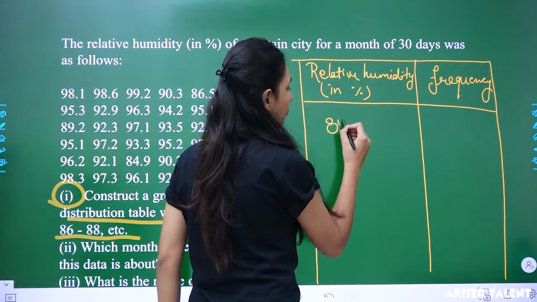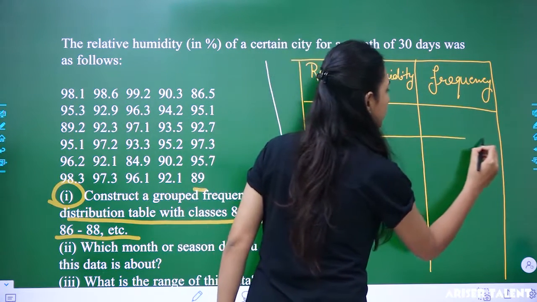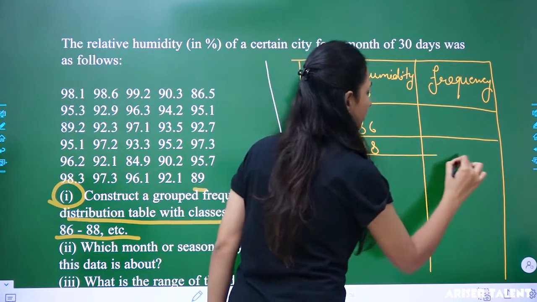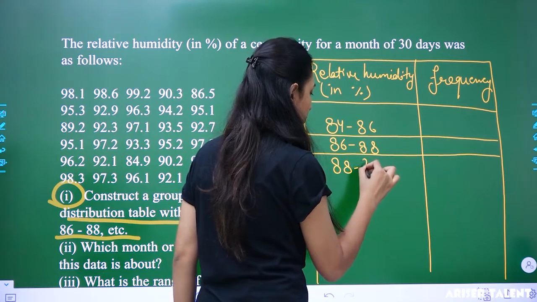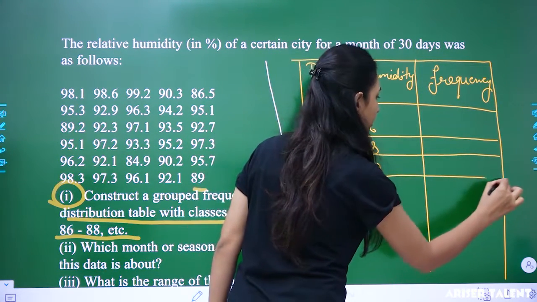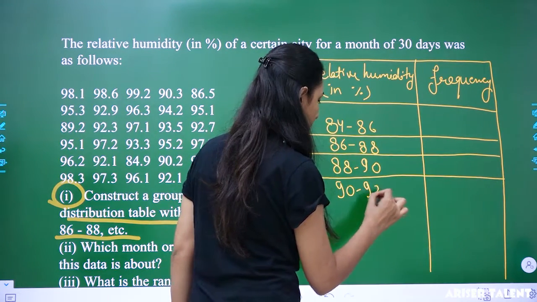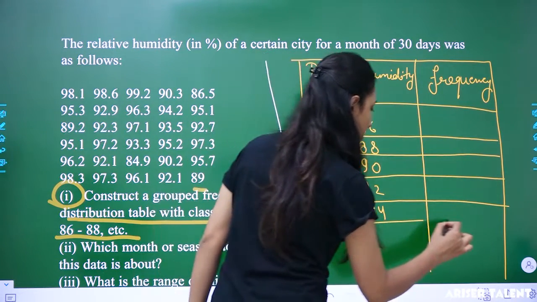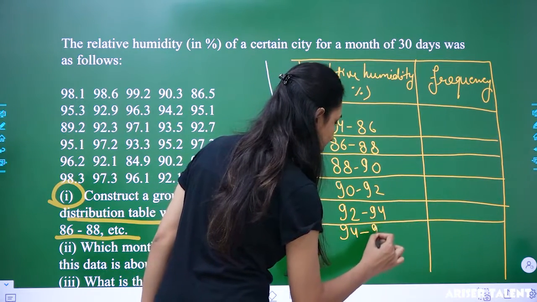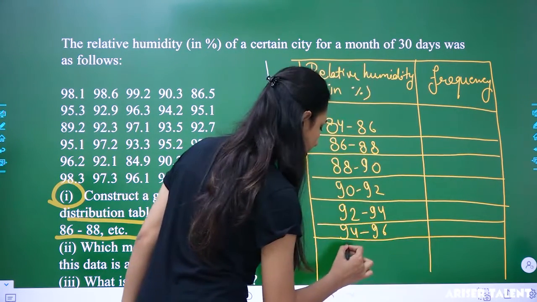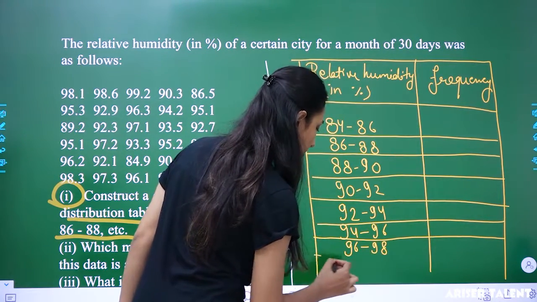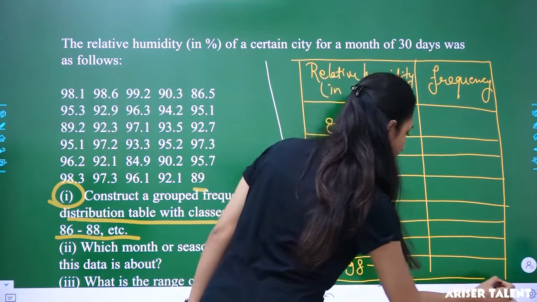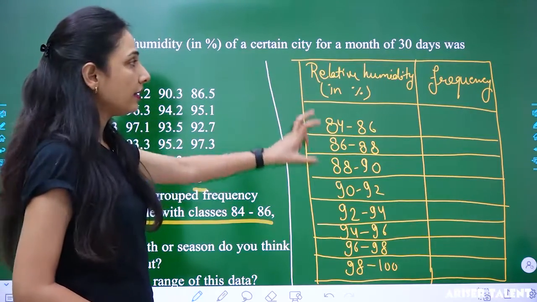It will be 84 to 86, then 86 to 88, then 88 to 90, then 90 to 92, then 92 to 94, then 94 to 96, then 96 to 98, and 98 to 100. This is the relative humidity.